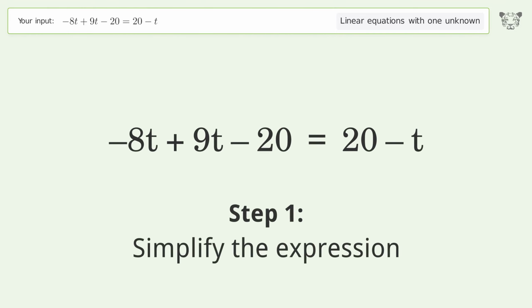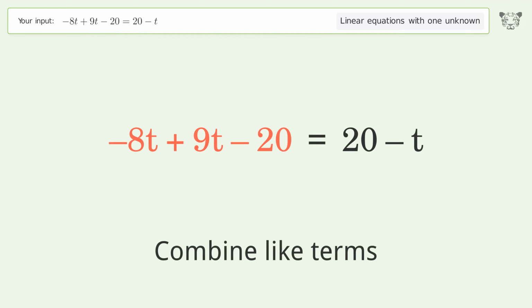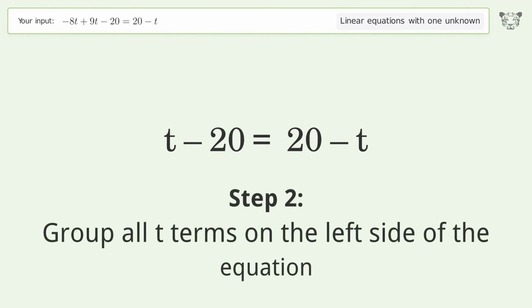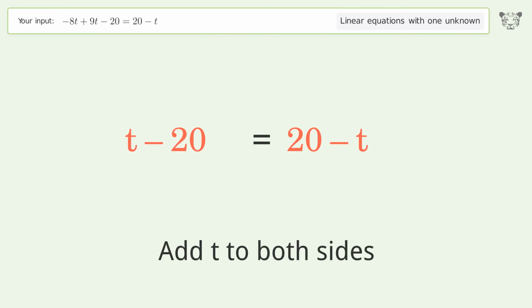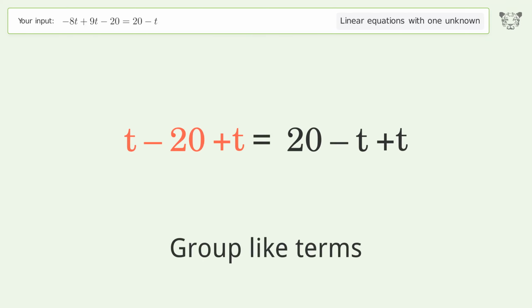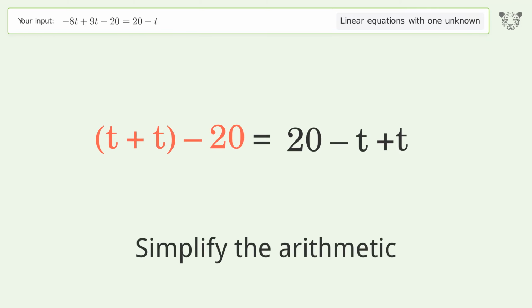Simplify the expression. Combine like terms. Group all t terms on the left side of the equation. Add t to both sides. Group like terms. Simplify the arithmetic.